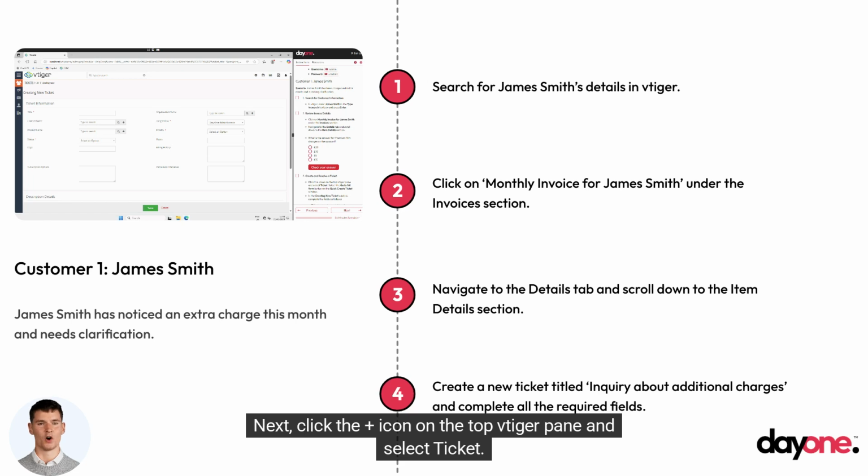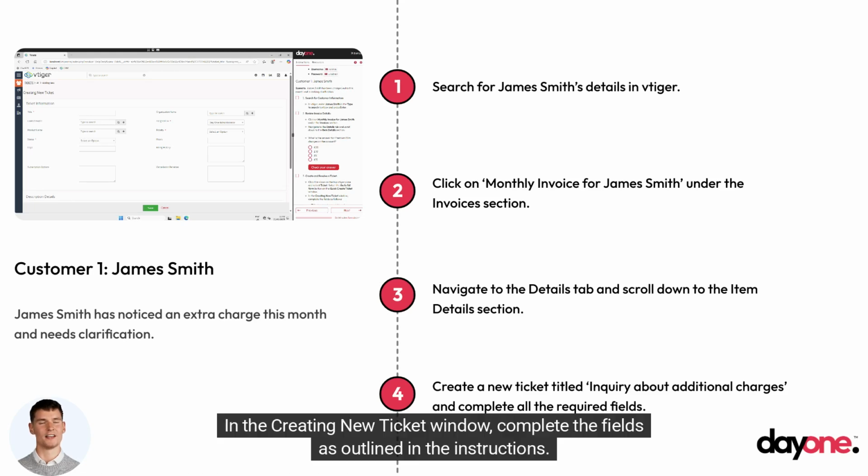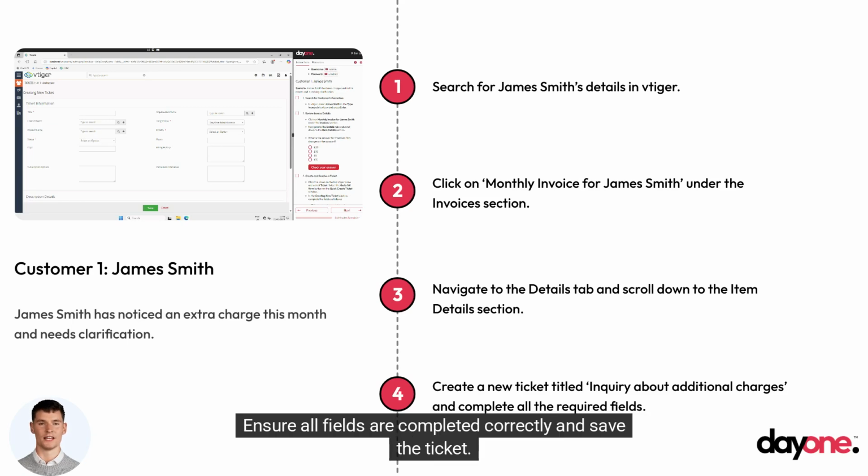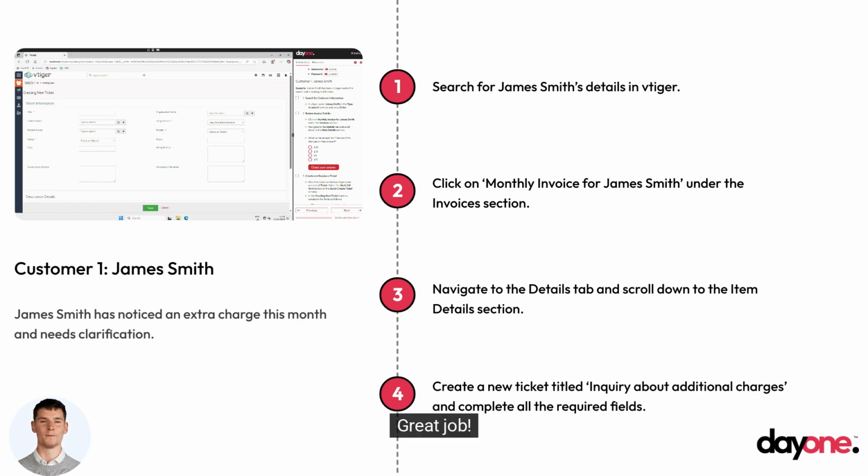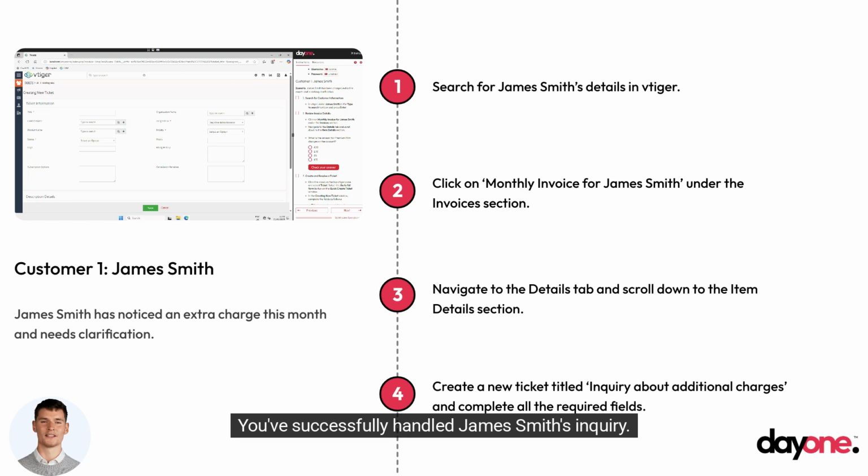Next, click the plus icon on the top vTiger pane and select Ticket. Select the Go to Full Form button on the Quick Create Ticket window. In the Creating New Ticket window, complete the fields as outlined in the instructions. Ensure all fields are completed correctly and save the ticket. Pause here to complete the task, then press play to continue. Great job! You've successfully handled James Smith's inquiry. Now, let's move on to the next scenario.